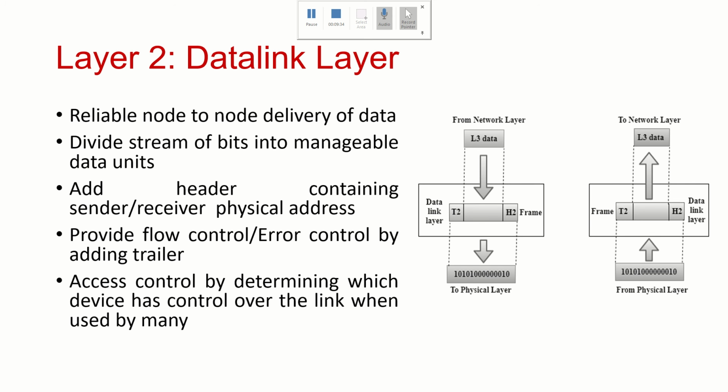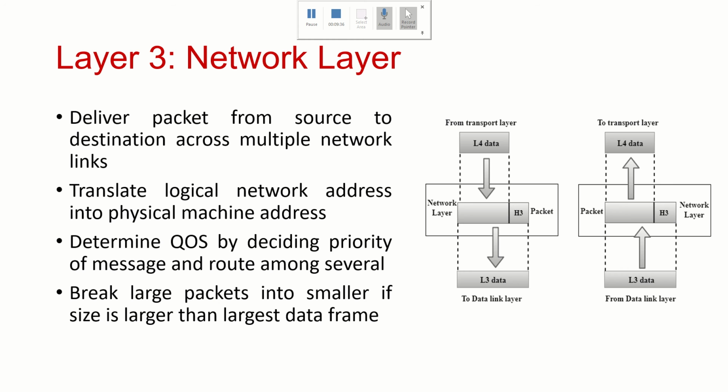Now the next layer would be the network layer. Network layer is the third layer above the data link layer. This layer delivers the packet from source to destination across multiple network links. That is, the network layer handles the network that is used between the sender and the receiver.